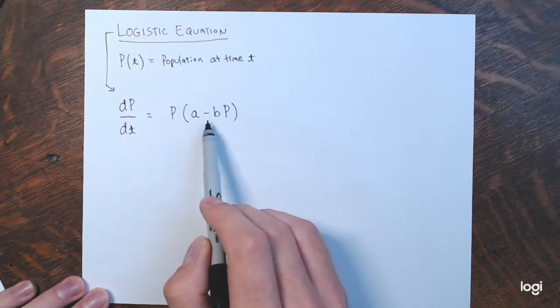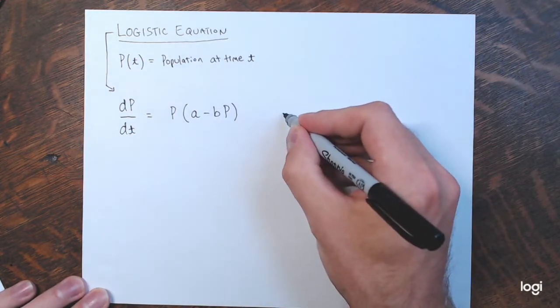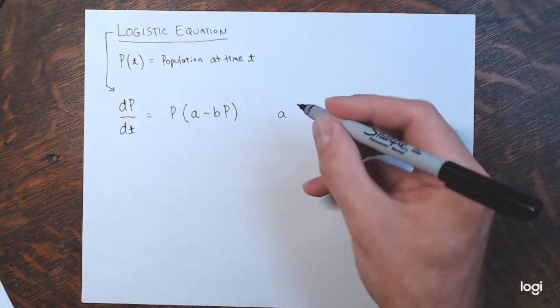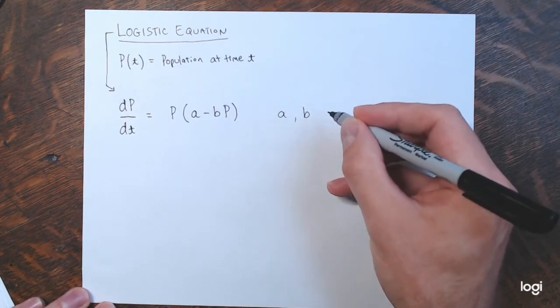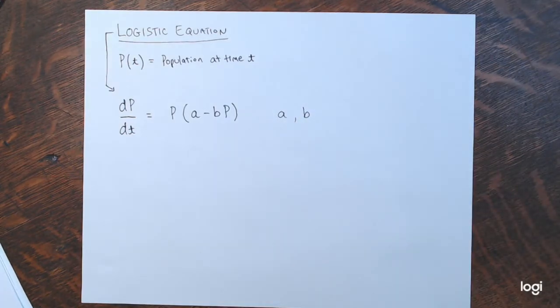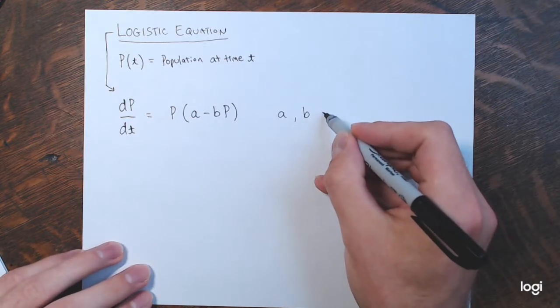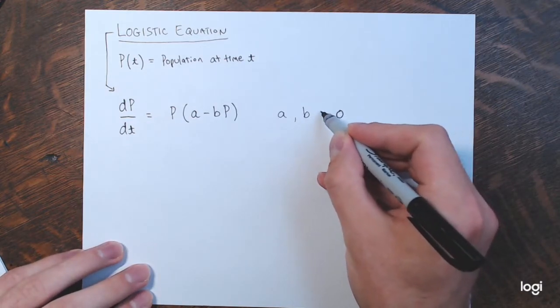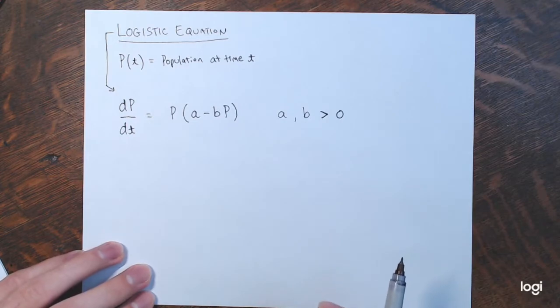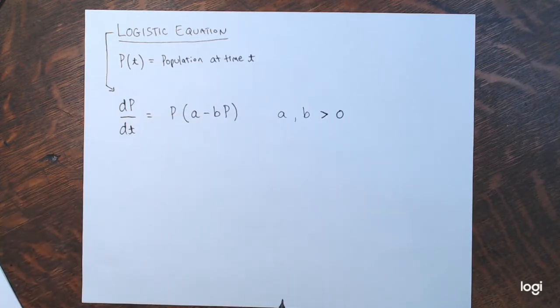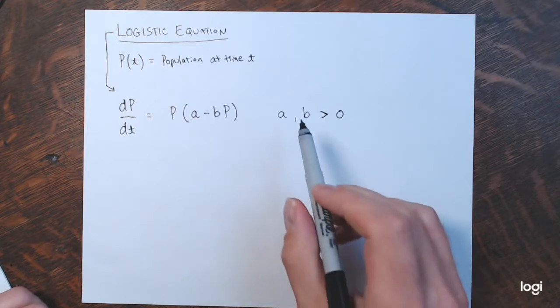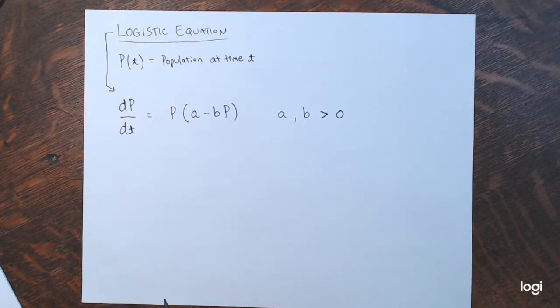This A and B are constants, constant factors in the A minus BP, and typically it's noted also that they are greater than 0. You'll see why that is later when I get into the solutions of this kind of equation, and why it would be beneficial to have A and B be greater than 0.